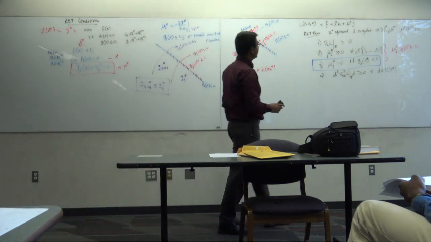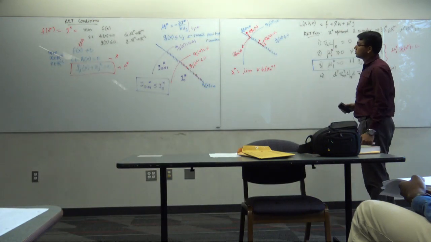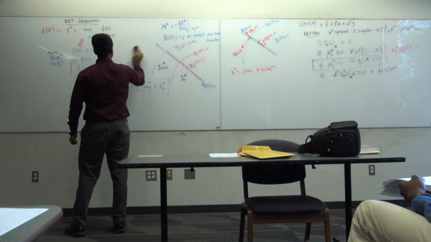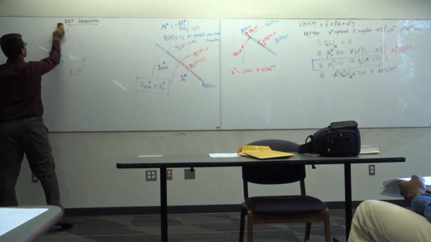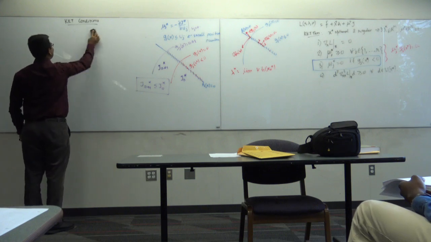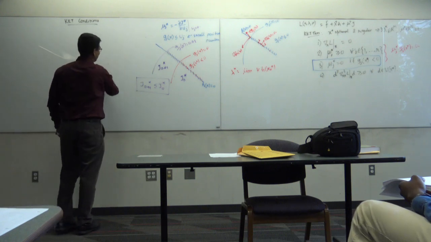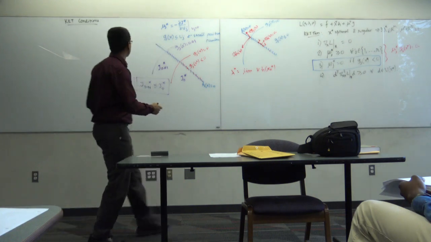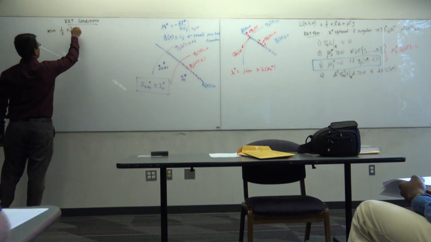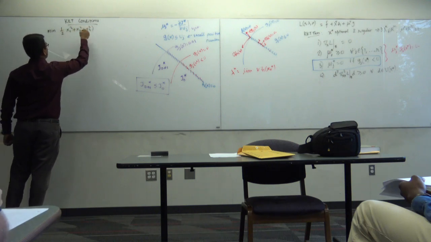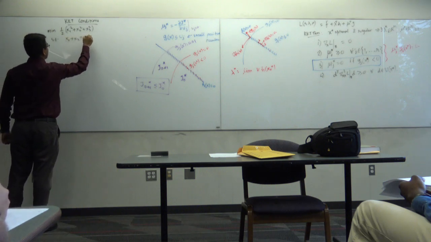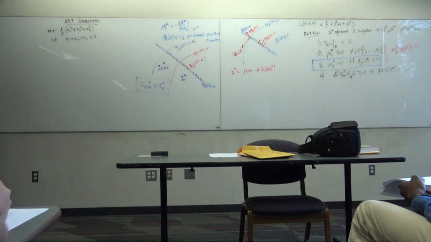Okay, so let's see how we can use this KKT theorem to solve problems. I'm going to erase this side of the board. So I want to minimize half of x1 square plus x2 square plus x3 square such that x1 plus x2 plus x3 is less than or equal to negative 3.